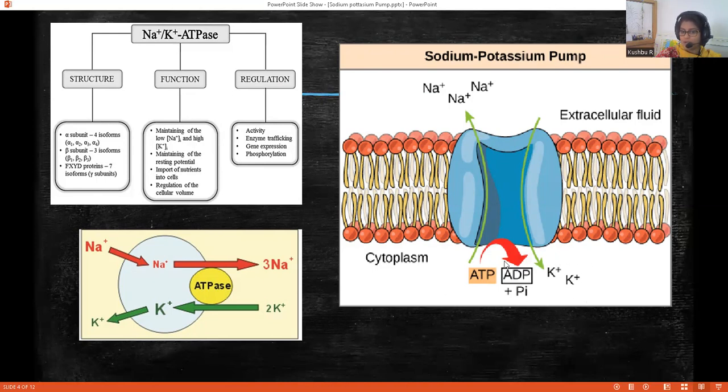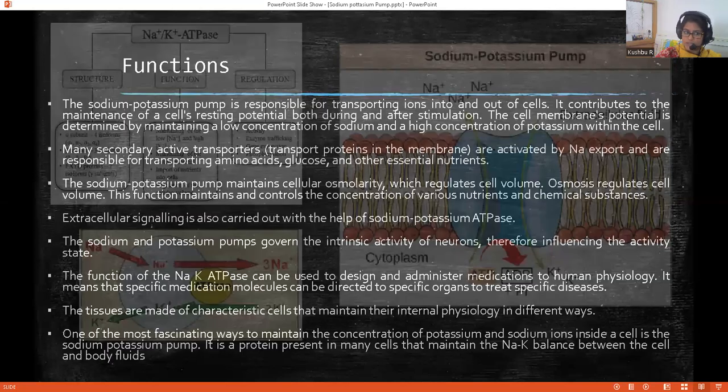This is the inside of the cell. This is the outside of the cell. This is the cytoplasmic content. This is the interior of the cell, where the molecules leaving are sodium and the molecules entering are potassium. And this happens under the currency of your ATP, where ATP is hydrolyzed into ADP and inorganic phosphate under the influence of the ATPase enzyme. To be more particular, it is the sodium potassium ATPase enzyme.